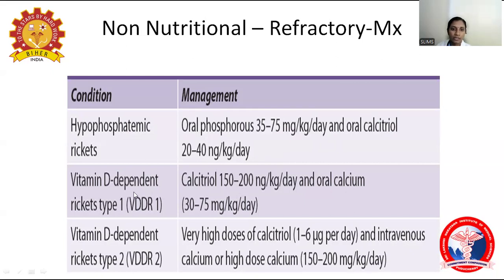In case it is vitamin D dependent rickets type 1, where 1 alpha hydroxylase problem is there, you'll have to give calcitriol itself as 150 to 200 nanogram per kg per day with oral calcium at 30 to 75 milligram per kg per day. For type 2, where the receptor problem is there, you still have to give even higher doses, 1 to 6 microgram. Till here it is nanogram, here it is microgram per day, with IV calcium or high dose calcium 150 to 200 milligram per kg per day.